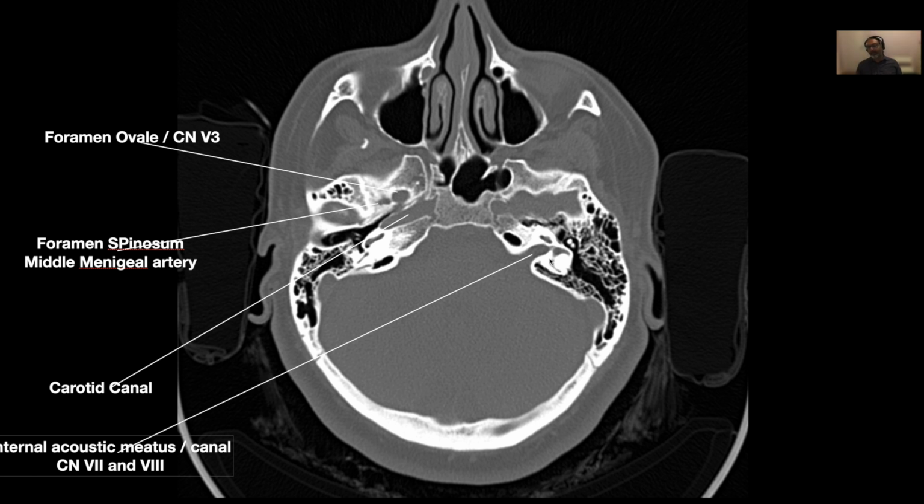The reason I'm saying this is that any issue here, if it compresses the facial nerve, will lead to an ipsilateral facial droop. So sometimes ear pathology or masses in this area actually present with a facial droop. That's why it is relevant, even though it seems unrelated.